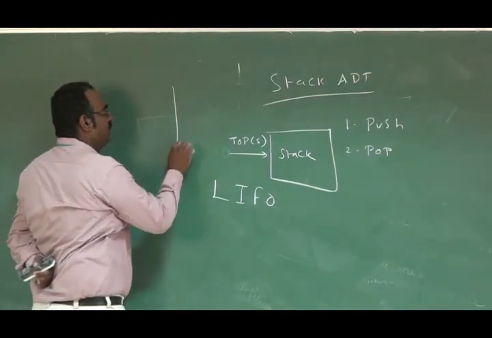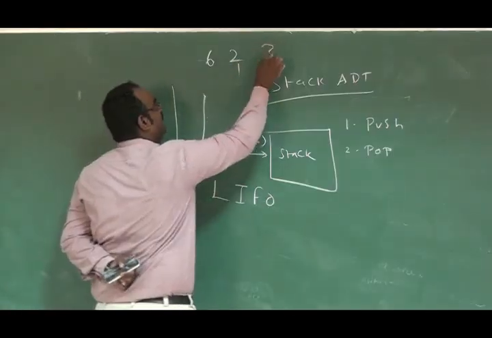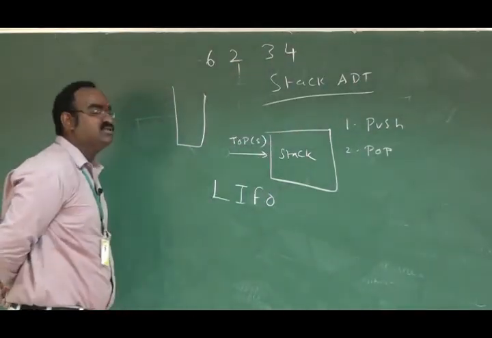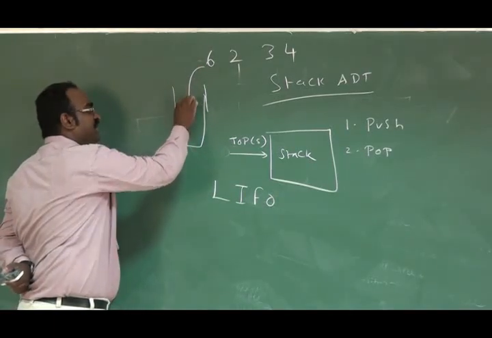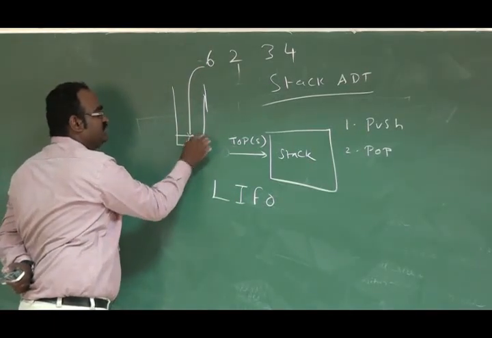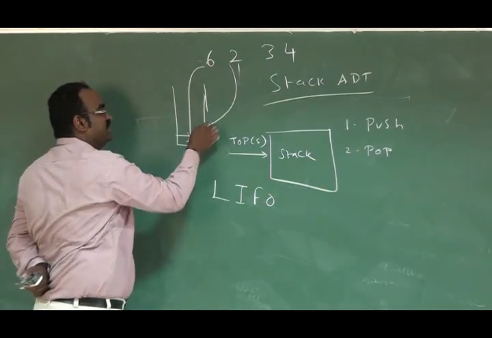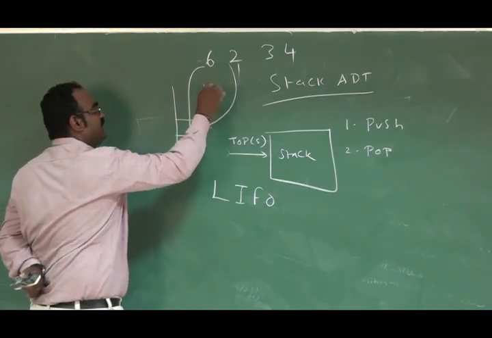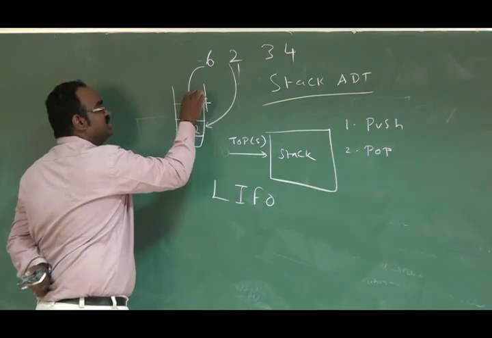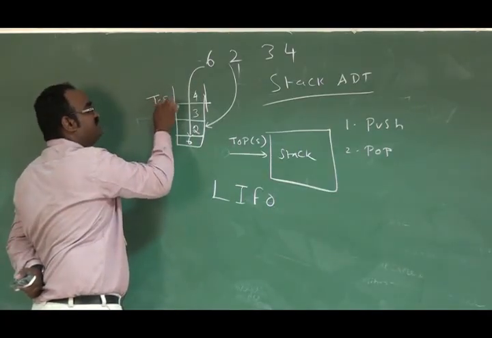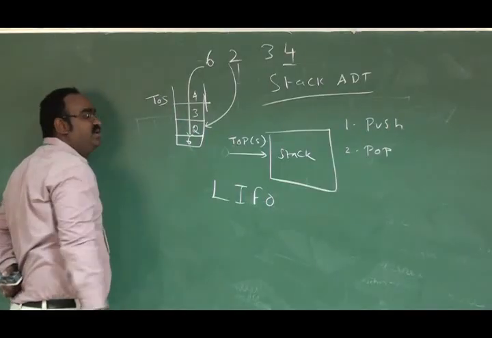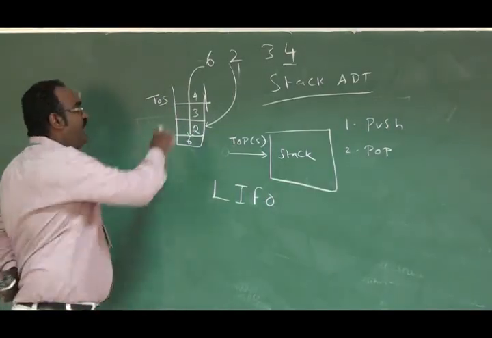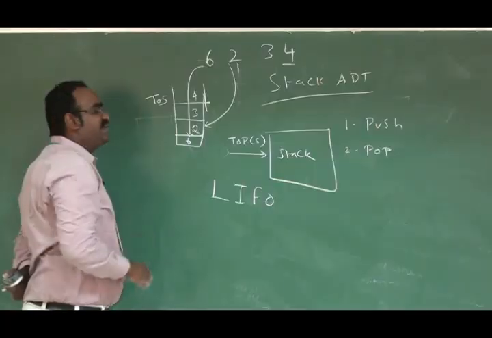Say you have the elements 6, 2, 3, 4. Consider this a stack. First 6 is inserted and takes this position, then 2 is inserted in the next position, then 3, and then 4 is inserted last. So this is the top of the stack. 4 is the last element, but it occupies the top of the stack, so when you remove, it is the first element to be extracted from the stack.